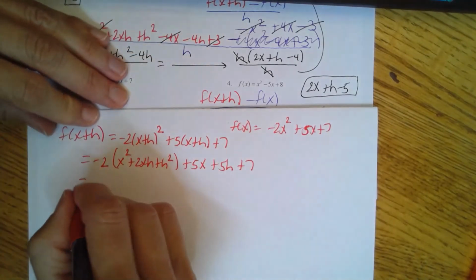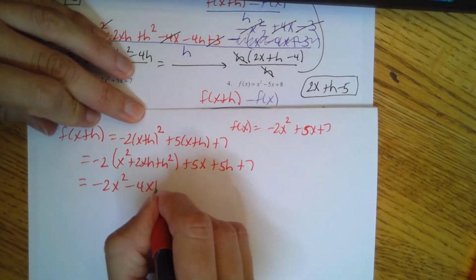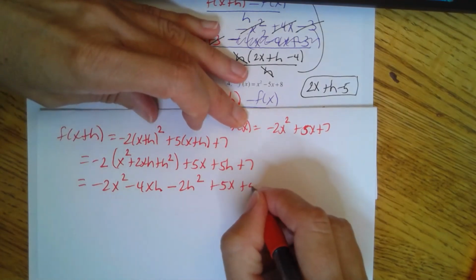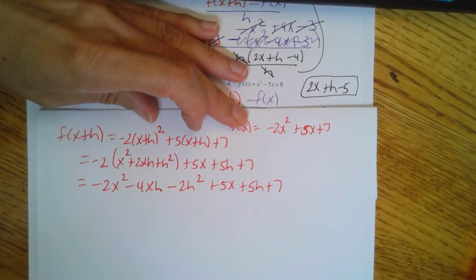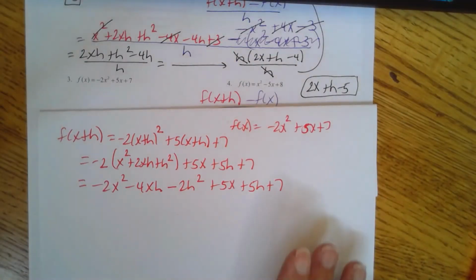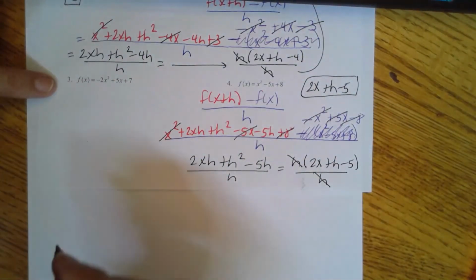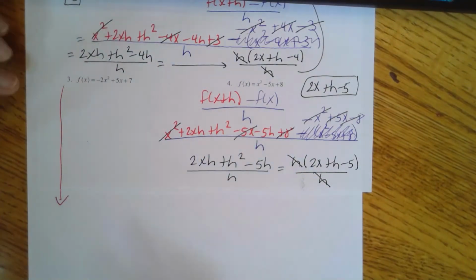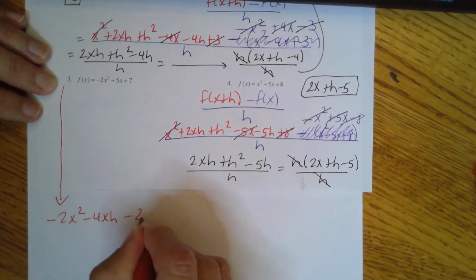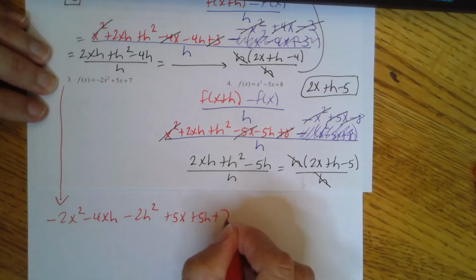So last thing is just to distribute in the negative 2. So negative 2x squared minus 4xh minus 2h squared. And you still have the plus 5x, the plus 5h, and the plus 7. So all you got to do is multiply in that negative 2. All right, so don't have enough room on the paper for this one, so I'll just go ahead and do number 3 down here. So our f of x plus h is negative 2x squared minus 4xh minus 2h squared plus 5x plus 5h plus 7.